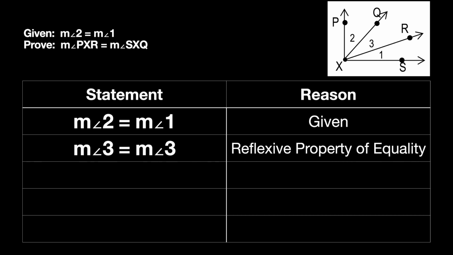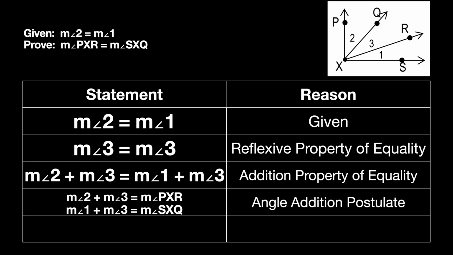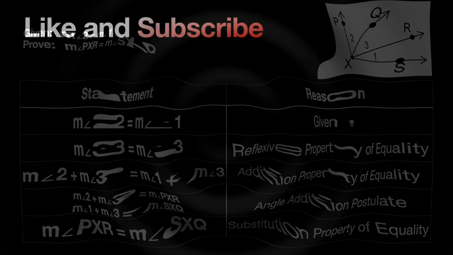And that's the reflexive property there, but when we add it, we end up getting the measure of angle 2 plus the measure of angle 3 is equal to the measure of angle 1 plus the measure of angle 3. That's the addition property of equality. At that point, angle 2 plus 3 is PXR, and angle 1 plus 3 is SXQ. Those are both the angle addition postulate, and at that point we can substitute to get the measure of PXR is equal to the measure of SXQ. That's substitution property. All right, there we go. That's just some geometric proofs.